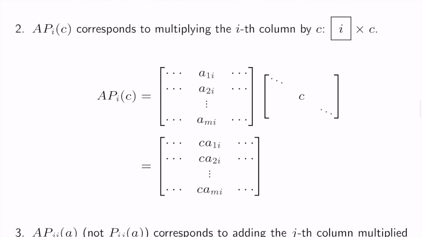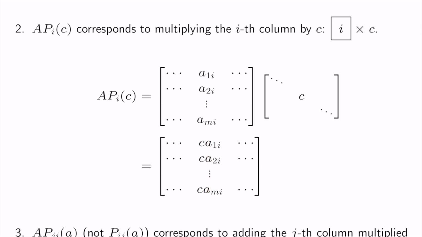And next, consider this product, A times Pi of C. This corresponds to multiplying the ith column of matrix A by the constant C. Let's see this. So we calculate this product, and this is the ith column of matrix A, and this is the ith diagonal element of this elementary matrix. So if we do this multiplication, we obtain this matrix in which the ith column of matrix A is scaled by the constant C.